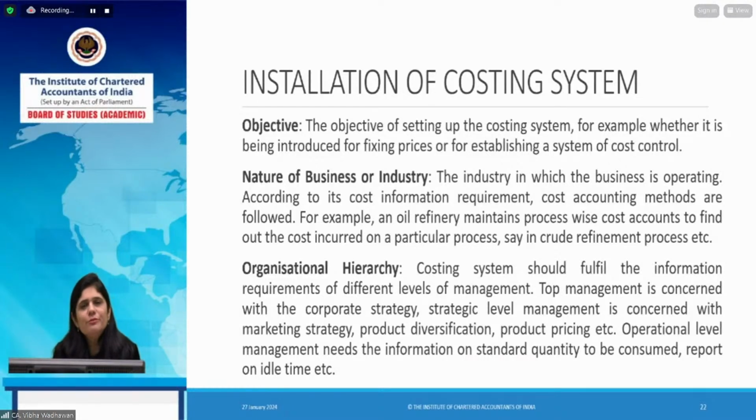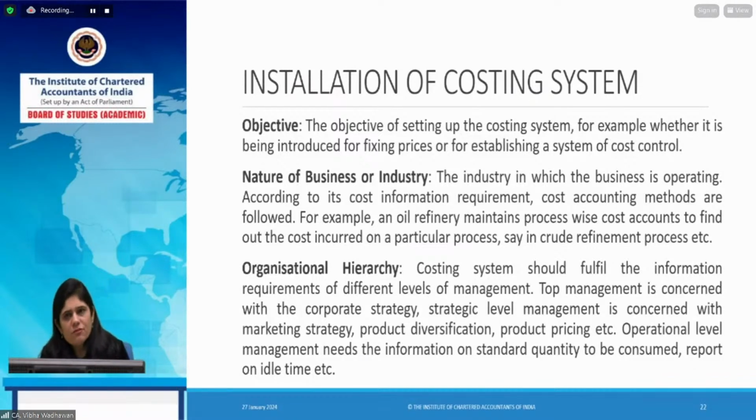So first is objective, of course. What is the objective of your organization? What type of costing system you want? All right. Whether it is being introduced for fixing prices or for establishing a system of cost control. So either you just need a system, okay, the cost should be calculated and price should be fixed, or you want a certain advanced system that is going to help you for cost control also. So which type of system you want?